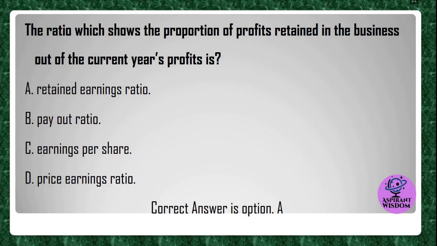The ratio which shows the proportion of profits retained in the business out of the current year's profits is: A. Retained earnings ratio, B. Payout ratio, C. Earnings per share, D. Price earnings ratio. Correct answer is option A.